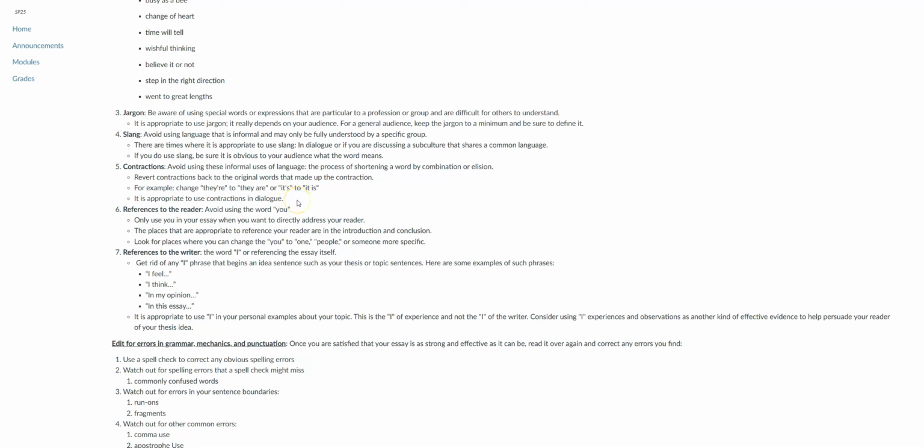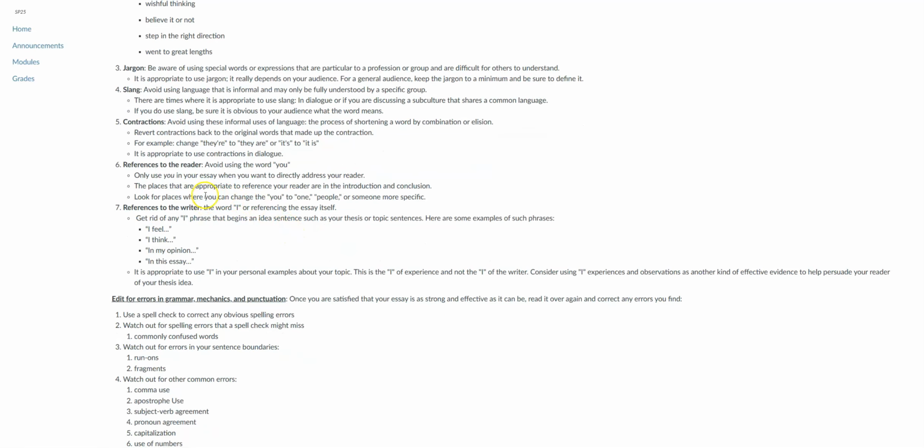And you'll be shocked at how much more formal your language sounds once you have gotten rid of your contractions. Now the next two here, references to the reader and the writer. So really what we're talking about here is the use of the word you and the use of the word I. And in general, in formal writing, we try to avoid the word you because again, it does sound a bit conversational.